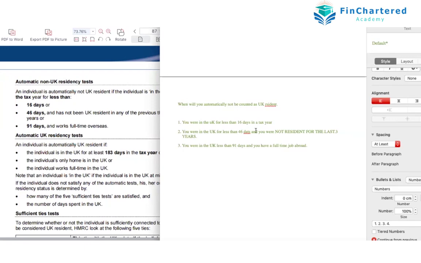So just make a read of this and let me know if there's any problem. Remember again, if you have a full-time employment in another country, then what will happen? Even if you stay in the UK for 80 days, 90 days, 91 days, you will not be a UK resident.